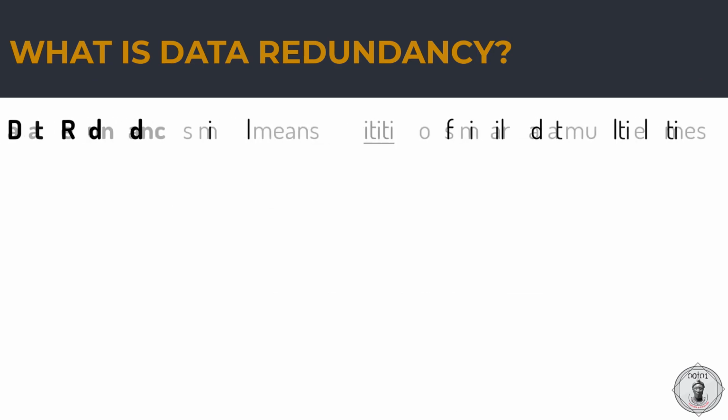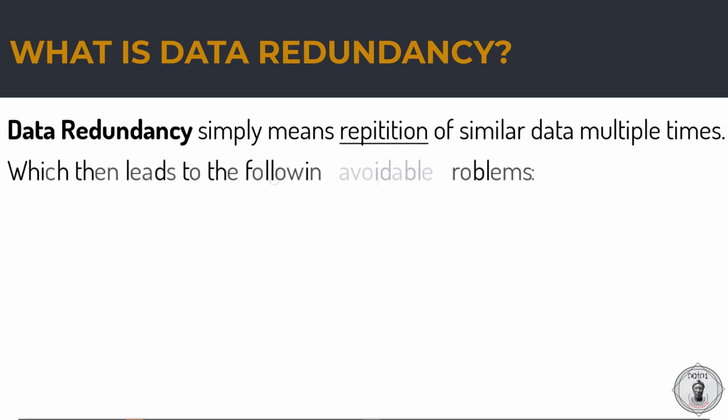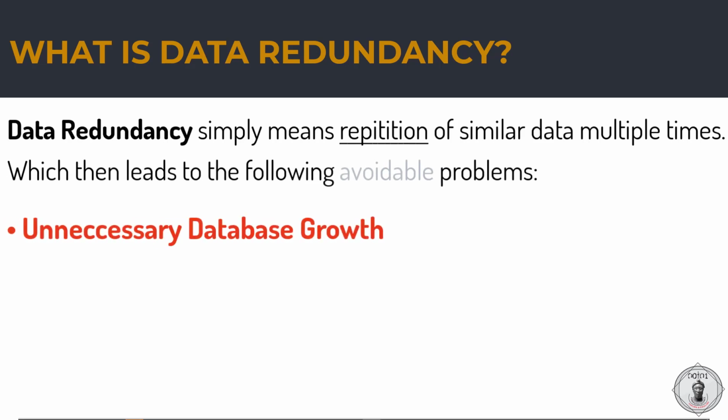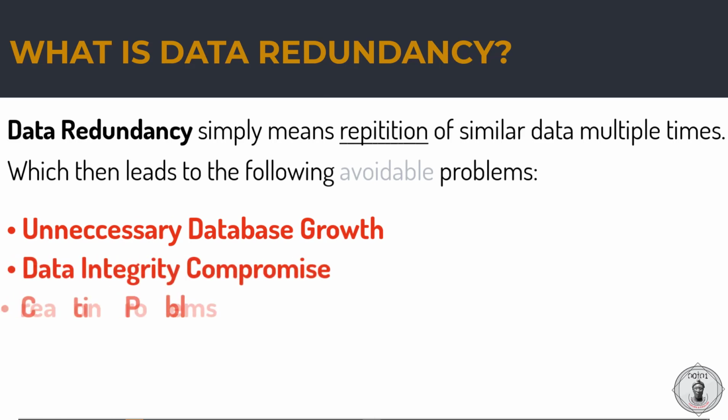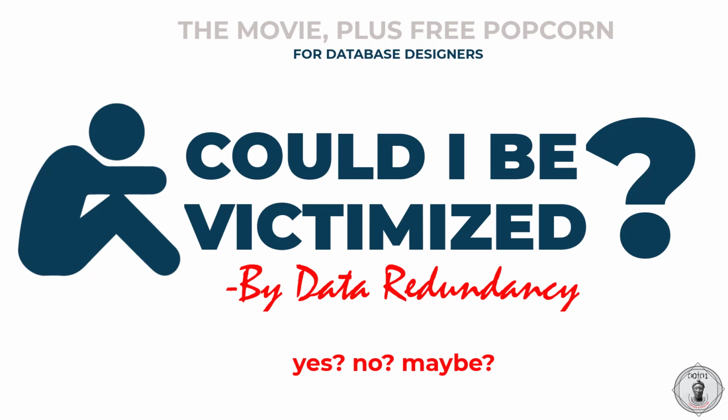Data redundancy simply means unnecessary repetition of similar data multiple times, which then leads to the following problems: unnecessary database growth, data integrity compromise, creation problems, updation problems, deletion problems. We'll talk about these problems in a bit, but before then, let's quickly look at how you can knowingly or unknowingly be a victim of data redundancy.